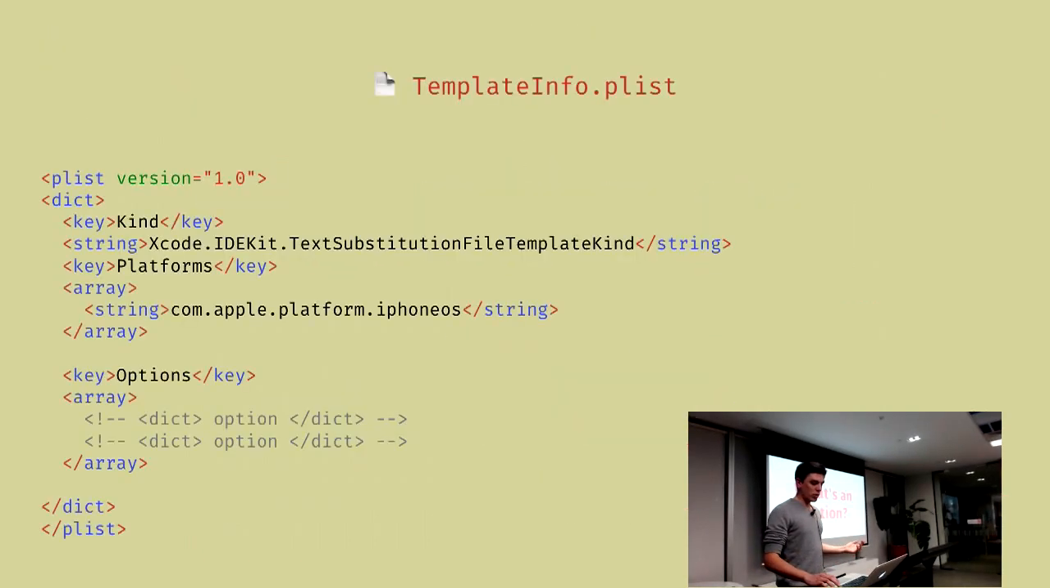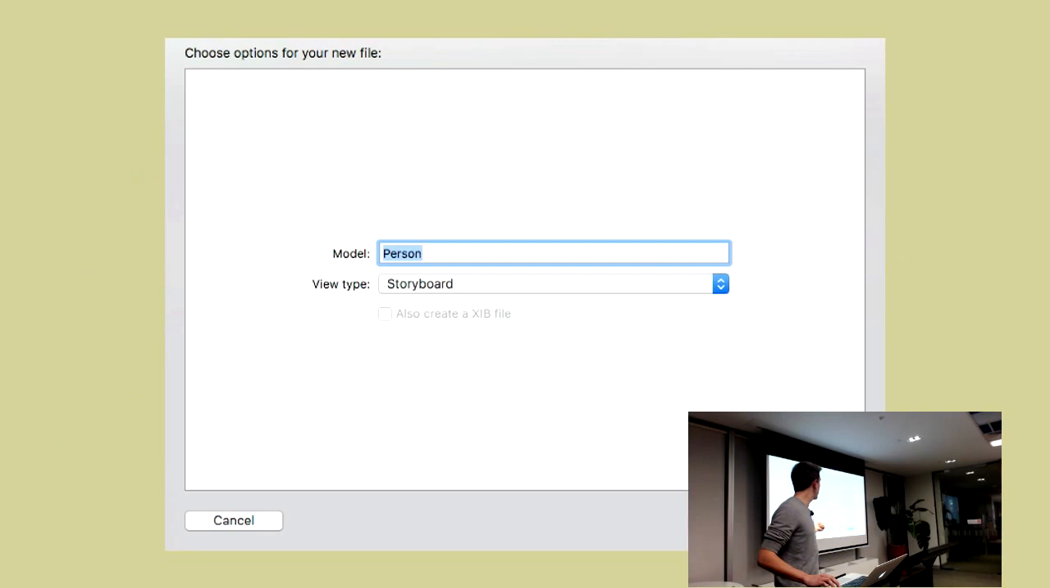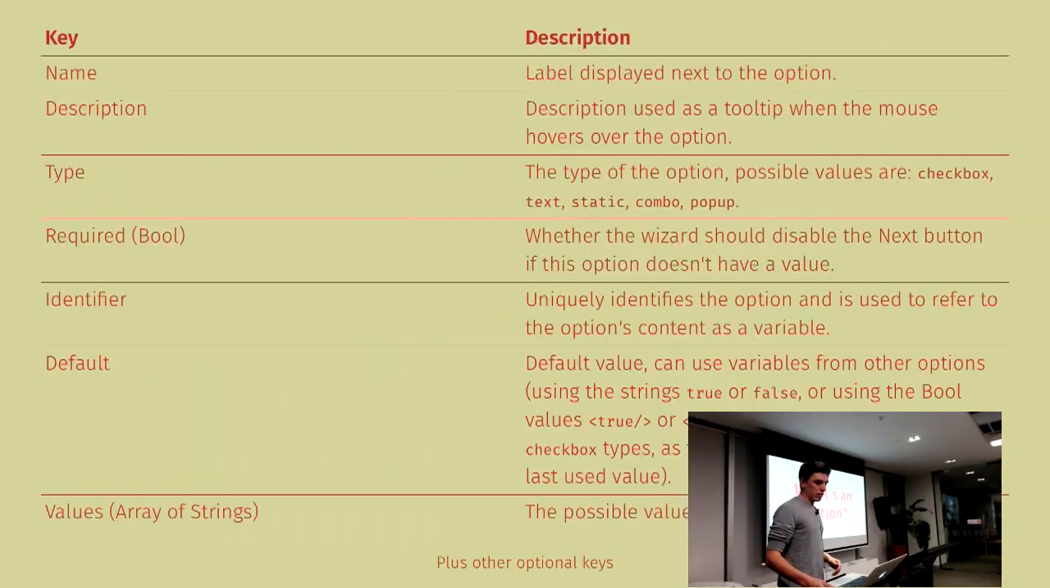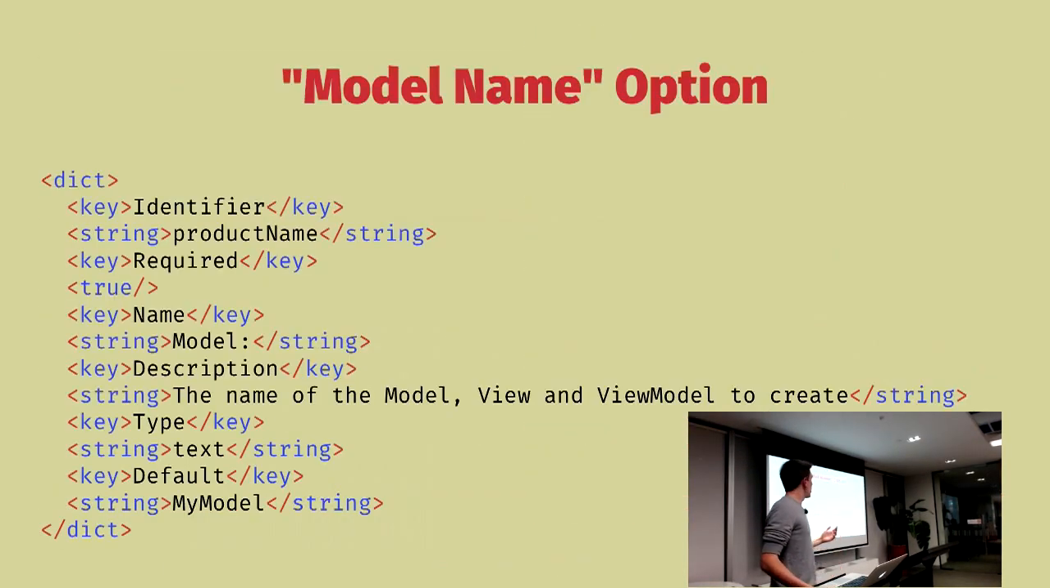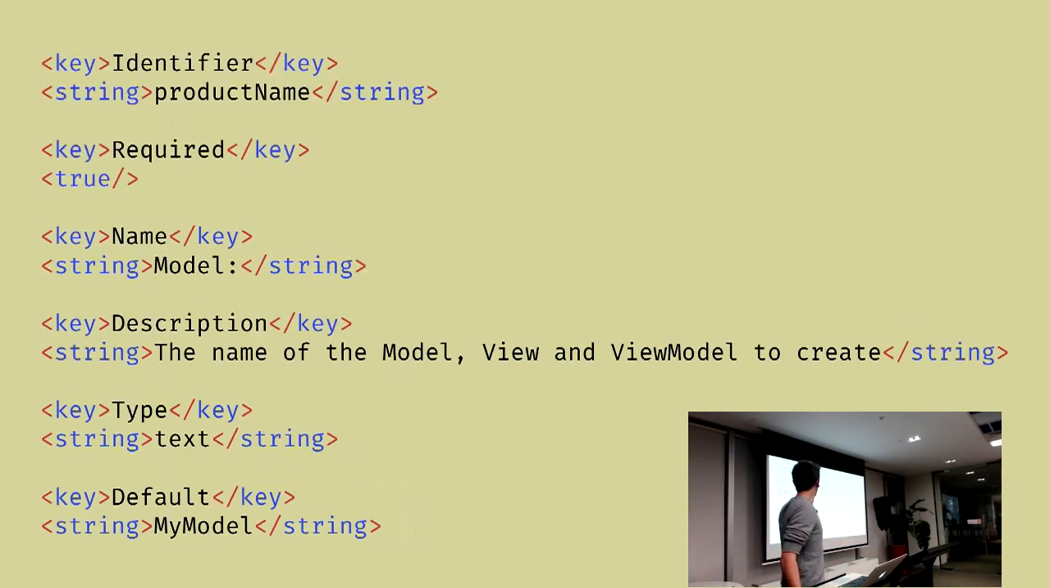So if we want to do this, we would have a text option, a pop-up option, and a checkbox option. Let's see what the model name, the first text option, would look like. You have an identifier, you have a key that says it's required. The name is Model, so that's basically the label that's going to be shown in front of the text field. The description is only if the cursor hovers over the label, it will show a tooltip. The type is text, and by default, it will pre-fill MyModel. Yeah, it's probably a bit more readable like this.